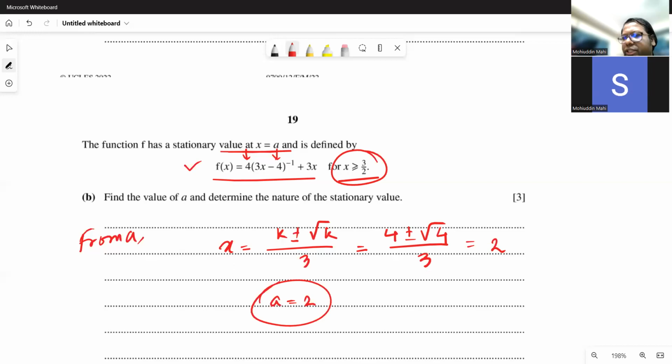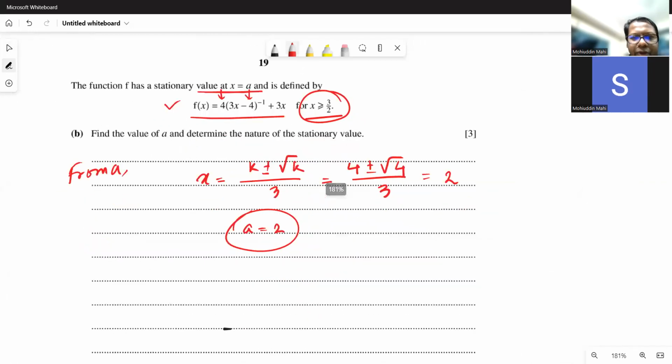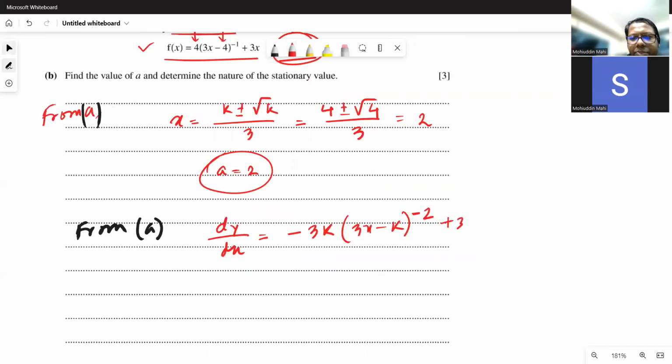Now we have to determine the nature of the stationary value. Again, both functions in A and B are similar, so let's take the dy by dx from the first function. From A, we have got dy by dx equals minus 3k times (3x minus k) to the power minus 2, plus 3. Now at the position of k, we will consider 4.